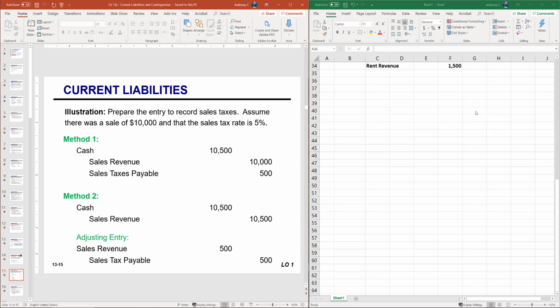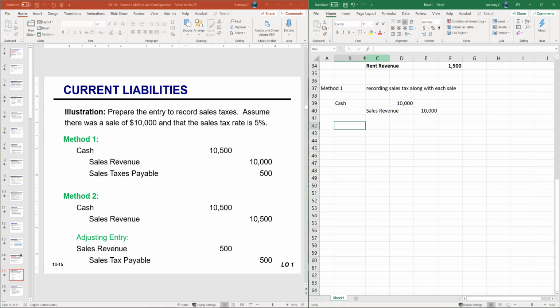Okay, so let's prepare the entry to record sales tax. We'll assume there was a sale of $10,000 and the sales tax rate is 5%. Method one was recording sales tax along with each sale. I know on the slide it has the journal entry all in one, but I'm going to create it as two entries because it makes it easier to see what's going on. Our sale was for $10,000. So just like any sale, we debit cash, assuming we got it in cash, and credit sales revenue for that $10,000.